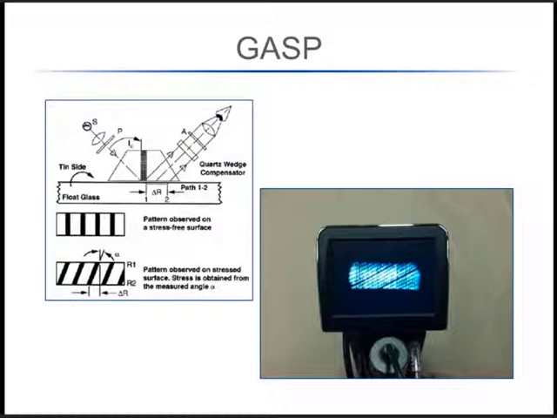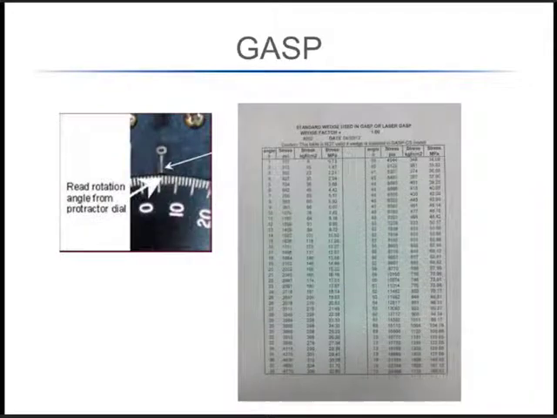The way the GASP works is that it uses a laser that goes through a prism and travels along the surface of the glass and then back up and through another prism into the body of the GASP and then onto the display. I won't be able to describe it any further than that because it was invented by people way smarter than me. But that's the way you read it. You read your angle off of the dial gauge that we saw, and on the left-hand side of the column is the angle, and with it is an adjacent stress that you read off in PSI.